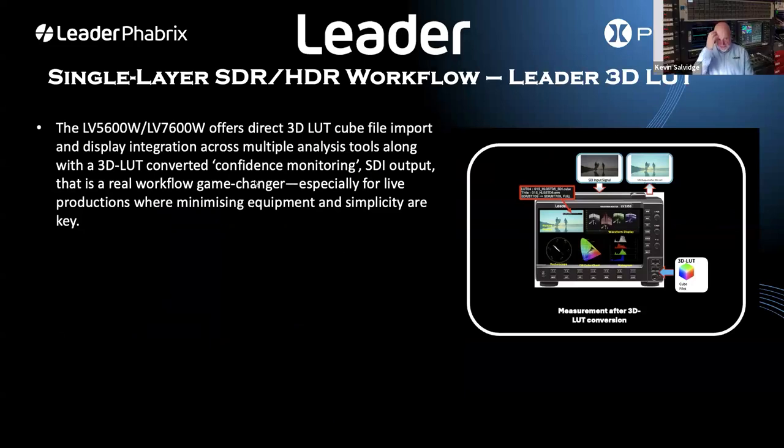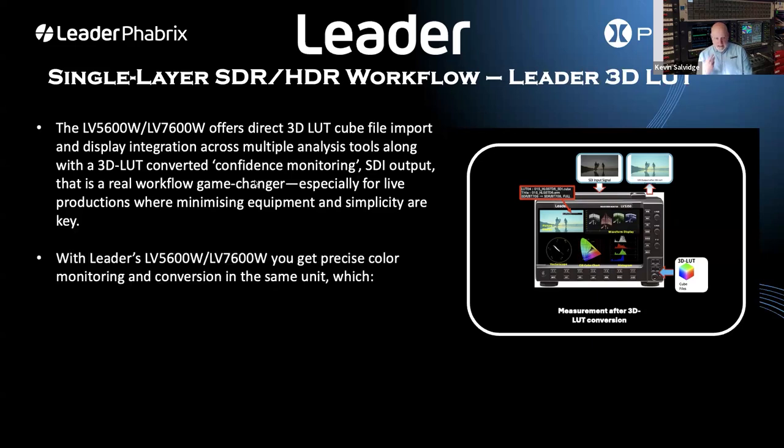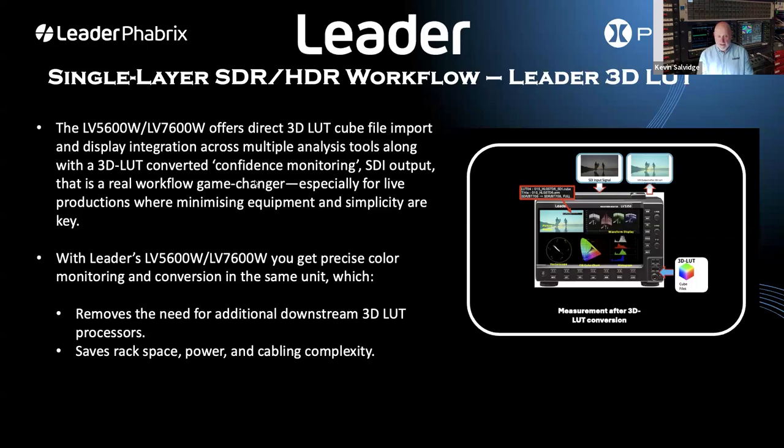So as we said, the 5600 and 7600 offer you 3D LUT cube file import. We don't create the LUTs. These are yours. And with the confidence monitoring output, it's just simplifying the whole production. As I said, we're now removing the need for additional upstream and downstream 3D processing. We're saving your rack space and power and cabling complexity. Well, saving rack space, you're going to put something else in there. So it's allowing you to put other pieces of kit into your truck.